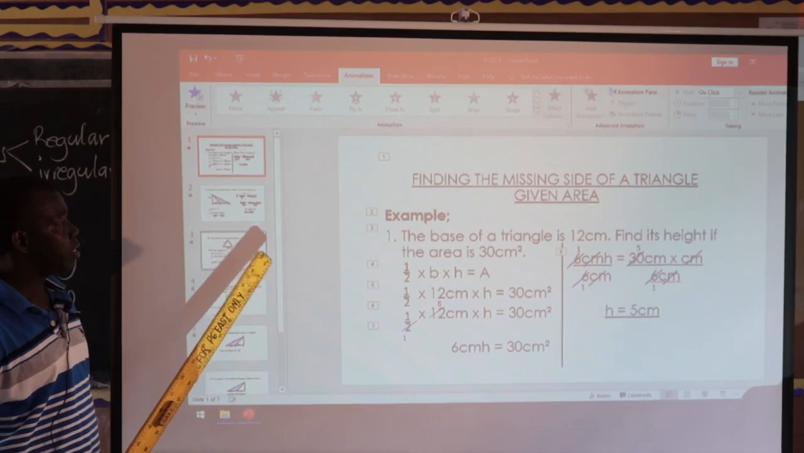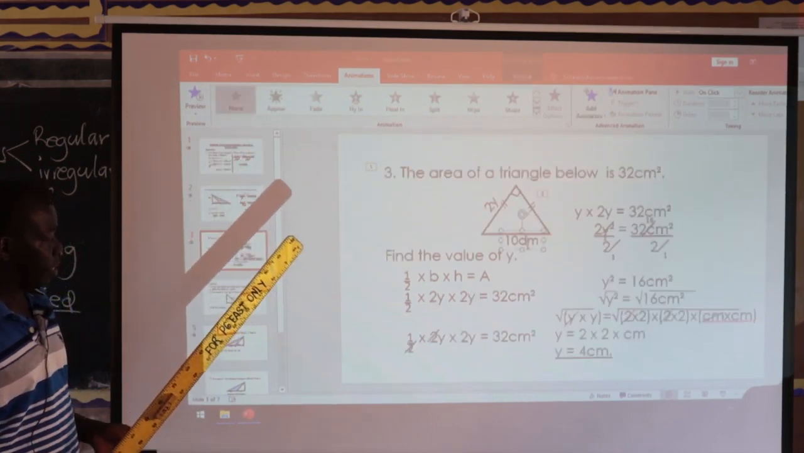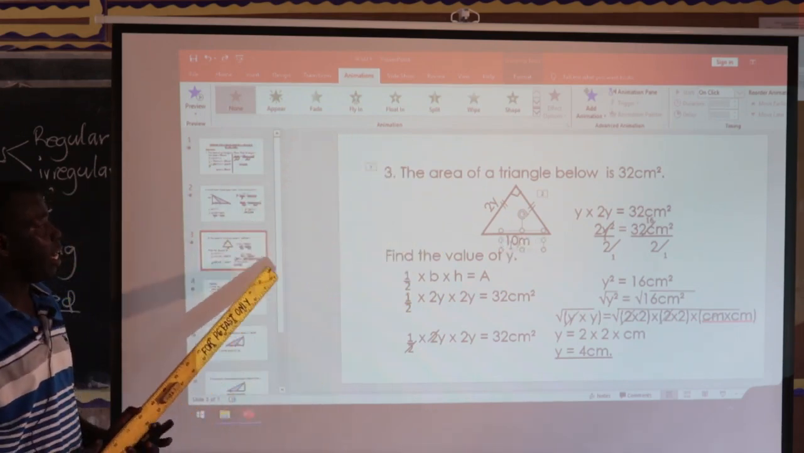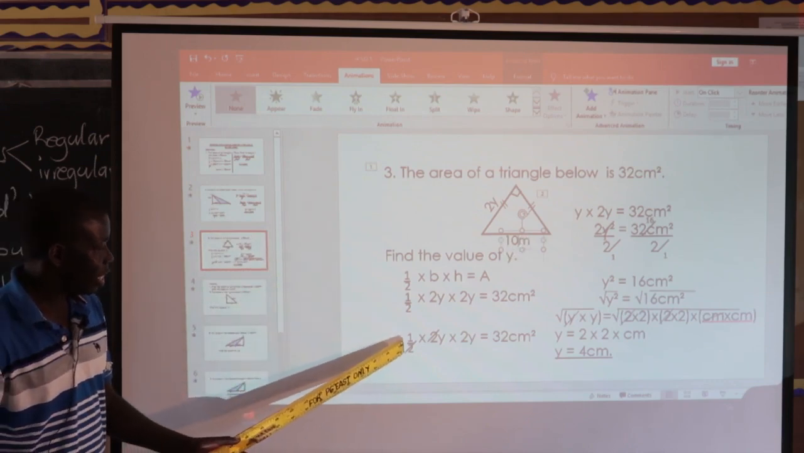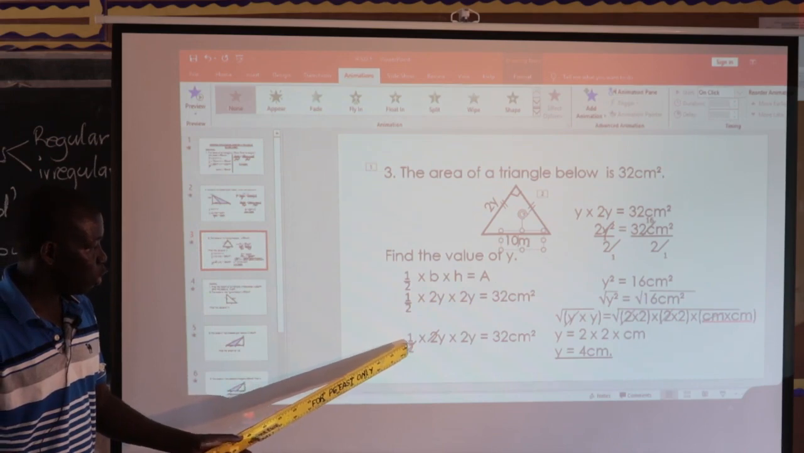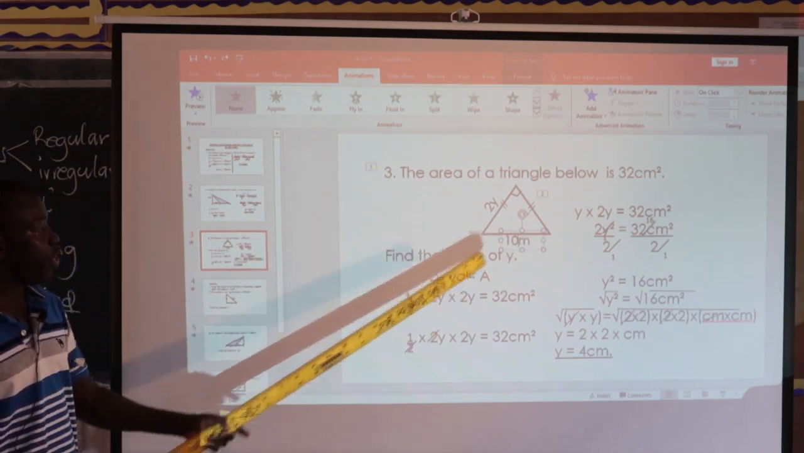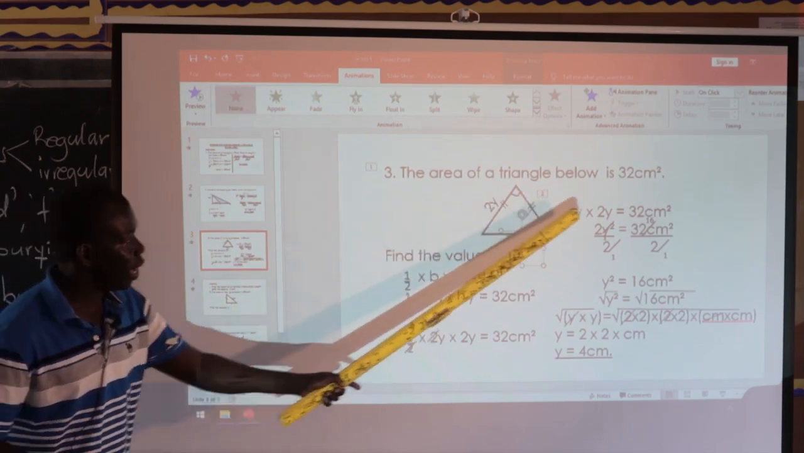What is our base? The base is 2y, and the height is also 2y. After that, I wrote the same step. I cancelled by 2, 1, by 2, 1. So what did I remain with? I remained with the y times 2y.